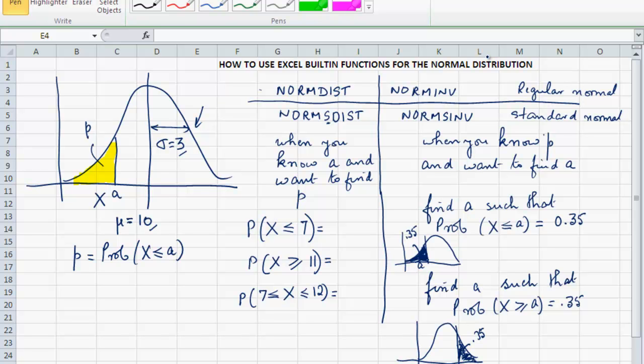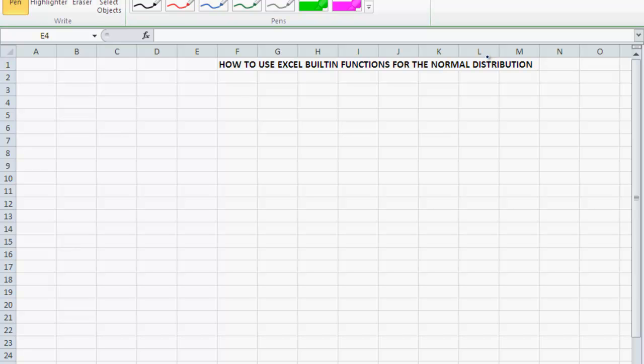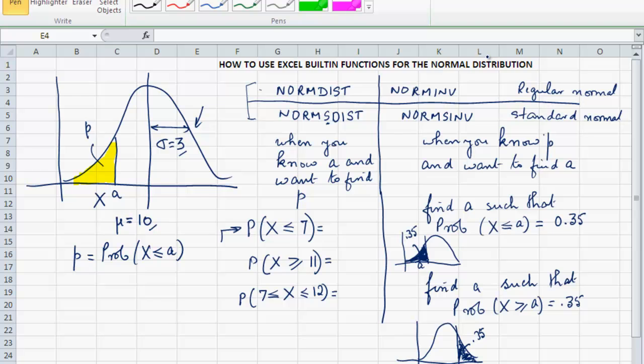So let's look at a few problems here. Let's say the first problem I want to solve is the probability of x less than or equal to 7. As you can see, what I've noted in the comments over here, you use either one of the dist built-in functions, that is NORM.DIST or NORM.S.DIST, when you know A and you want to find P. In other words, you know your position on the x-axis and you want to know the area under the normal distribution to the left of that point. So you want to find a probability. So if you know A and want to find P, you will use one of these two dist functions.